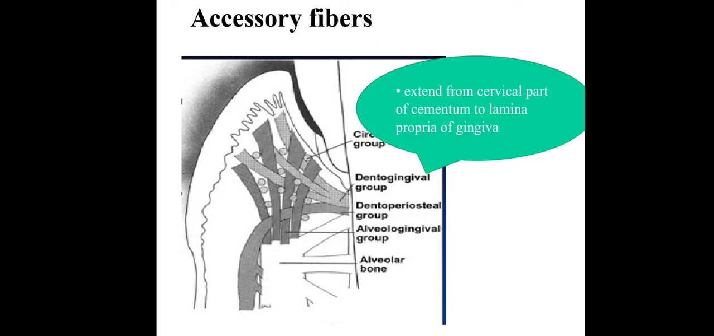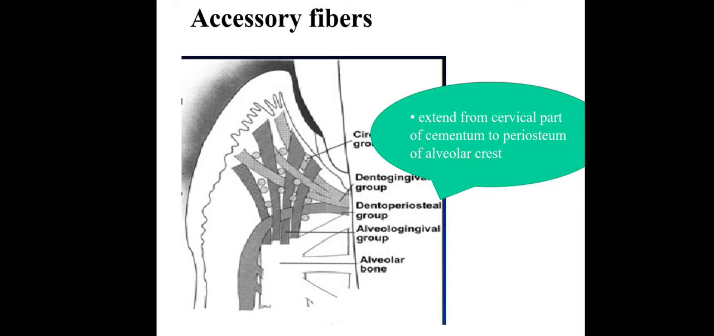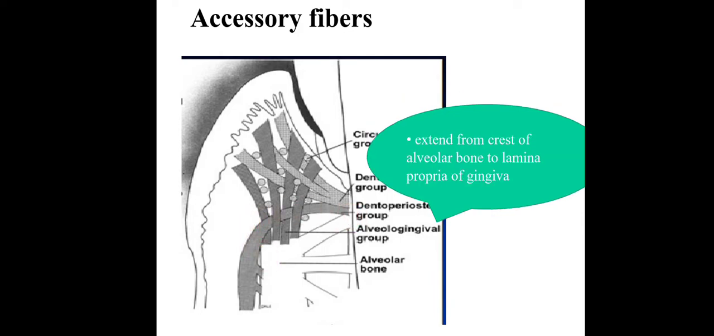Next group are the dentogingival group of fibers. As the name suggests, they extend from the teeth towards the lamina propria of the gingiva. Then the dentoperiosteal group of fibers extend from the tooth towards the periosteum of the outermost portion of the alveolar bone. And alveolo-gingival fibers extend from alveolar bone to the lamina propria of gingiva. So these are the accessory fibers.